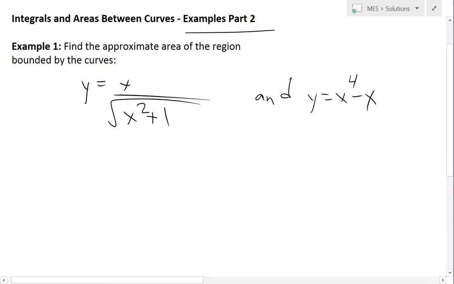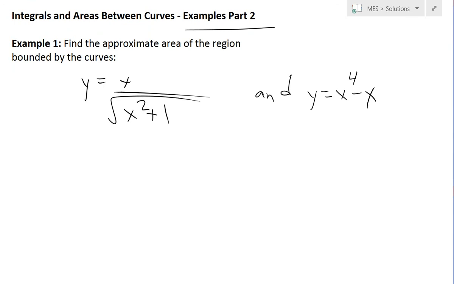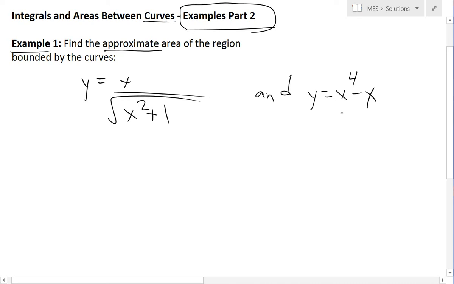Trying to discuss further into integrals and areas between curves and solve basically another example. I'm going to go over part 2 of the example series and solve this example to help illustrate integrals and areas between curves. Basically, the example states: find the approximate area of the region bounded by the curves y equals x divided by square root of x squared plus 1 and y equals x to the power of 4 minus x, right here.